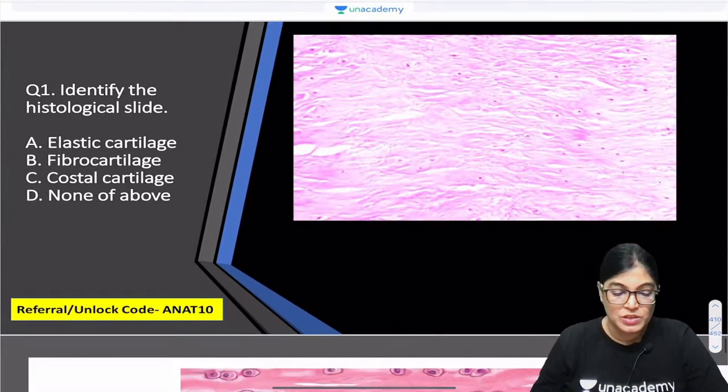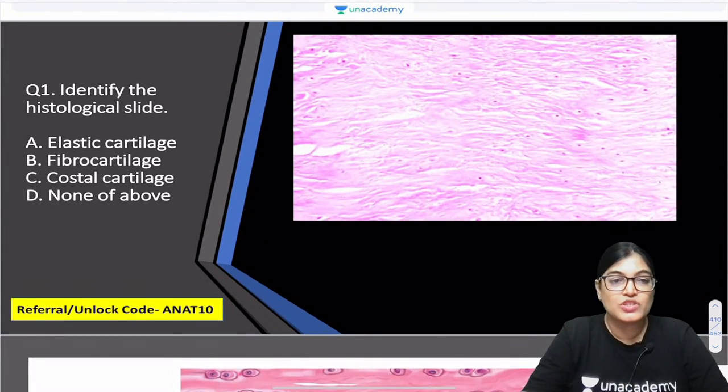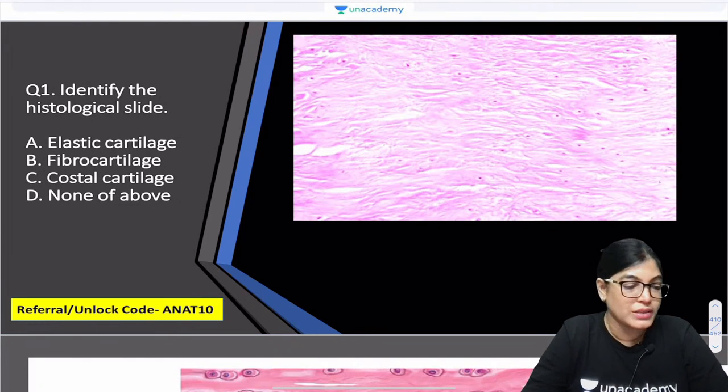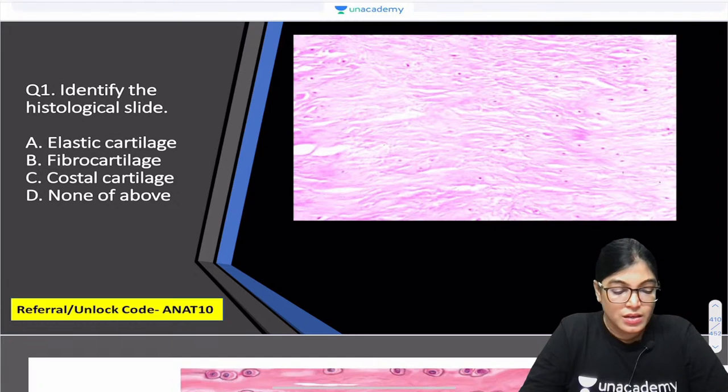Let's start with the first MCQ. Identify the histological slide, whether it is elastic cartilage, fibrocartilage, or costal cartilage. Your time begins now. Identify the histological slide, whether it is elastic, fibro or costal cartilage or none of the above. Question number one, mark the correct answer.